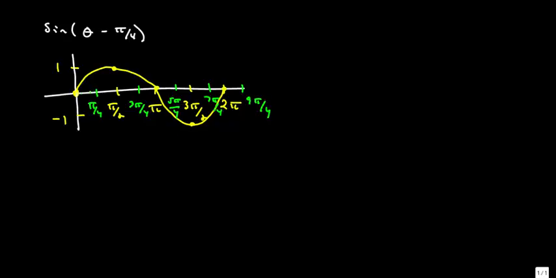This point originally shifts over. This point shifts over. Likewise with this point, with this point, and with this point. So this green graph right here is the sine of the quantity theta minus pi over 4.